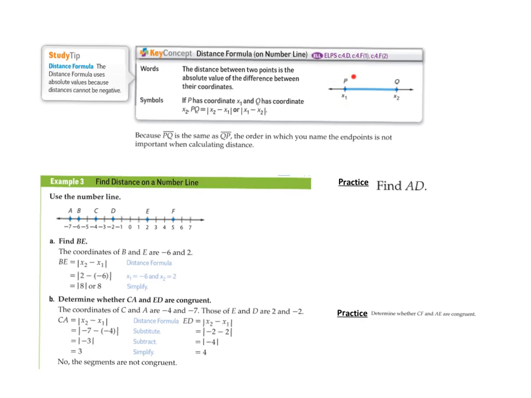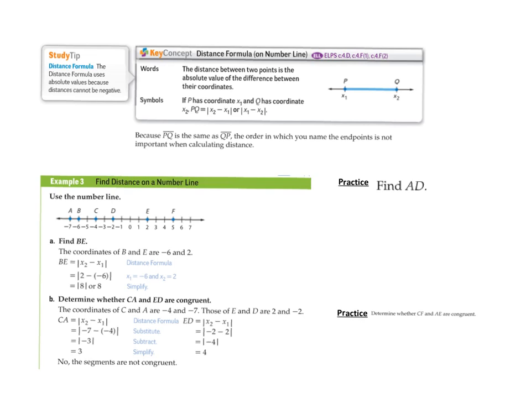Segment PQ is interchangeable, is congruent to QP. So no matter which way we write this, it should be fine. But that's also why we have the absolute values. That way, we avoid getting any negative values.